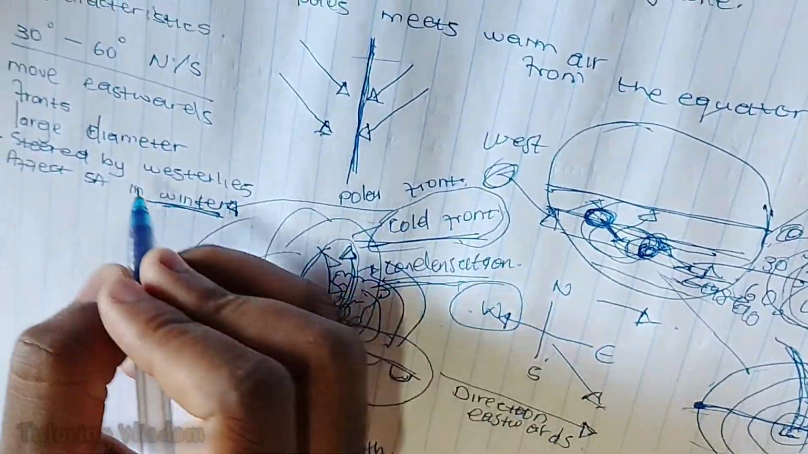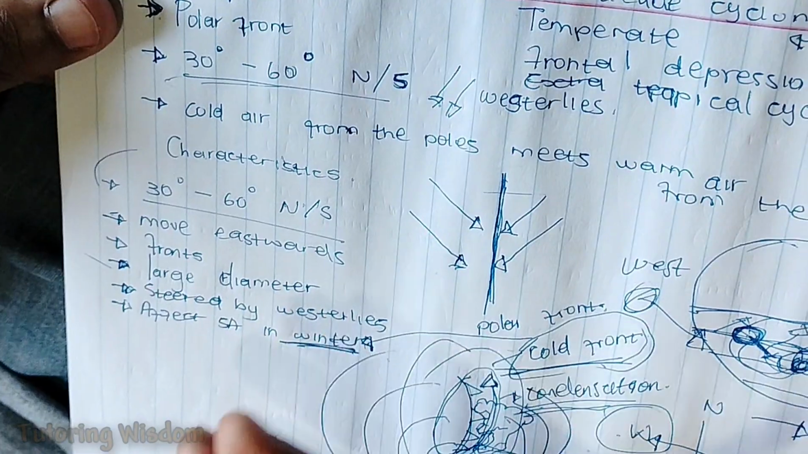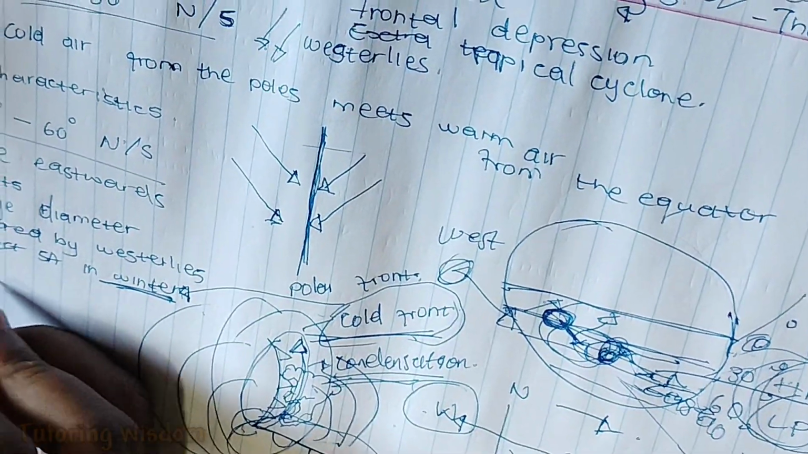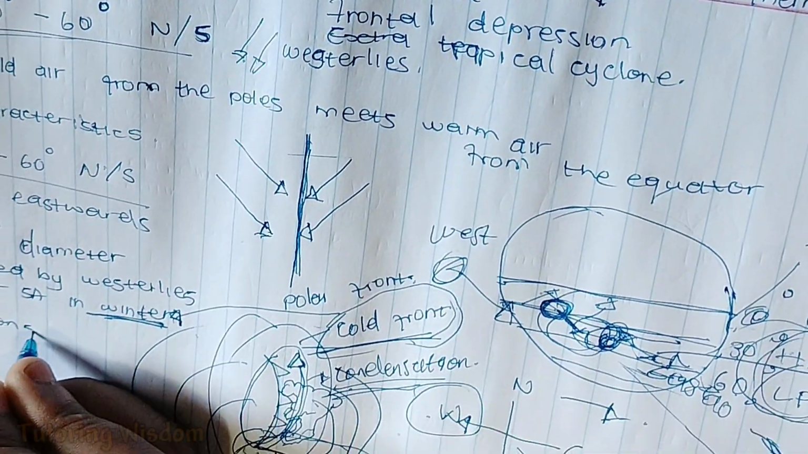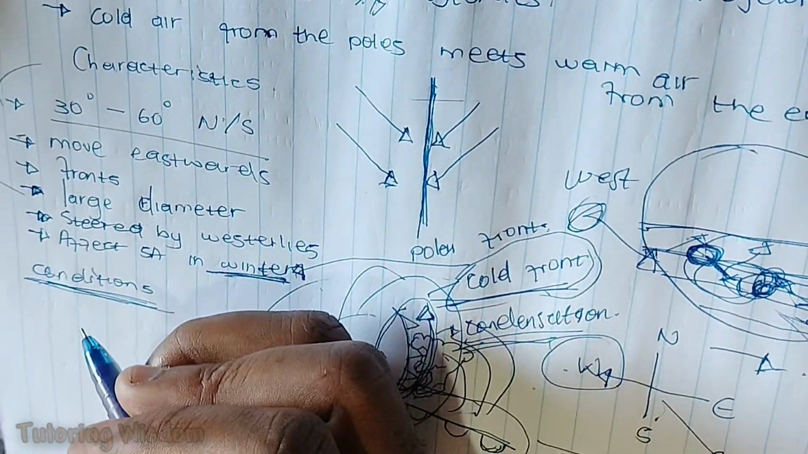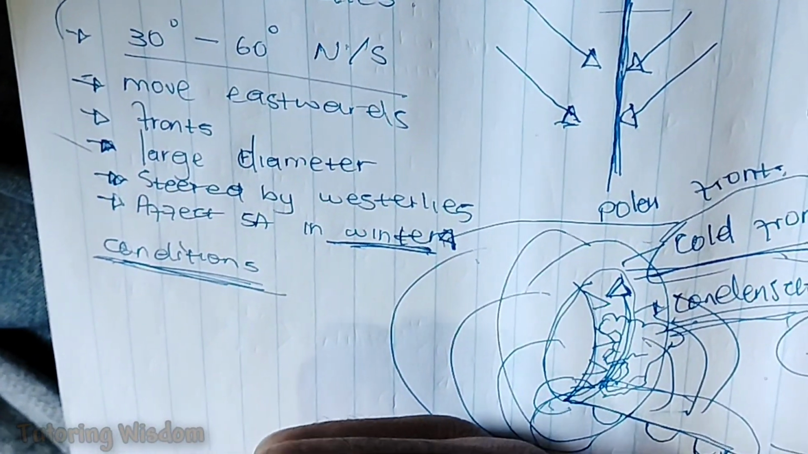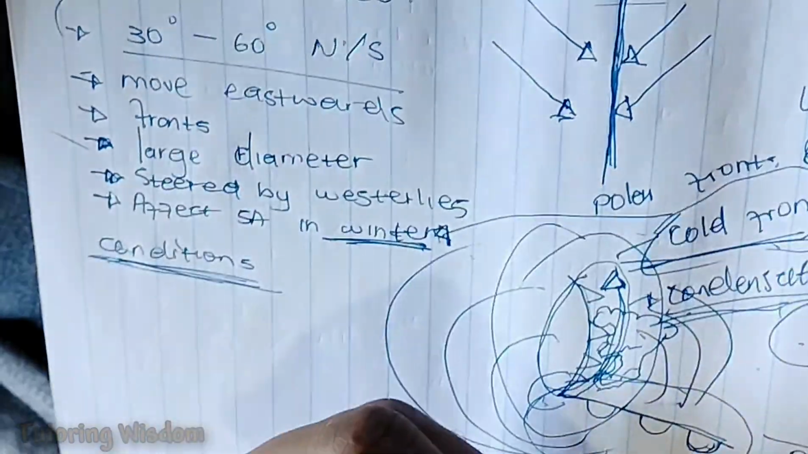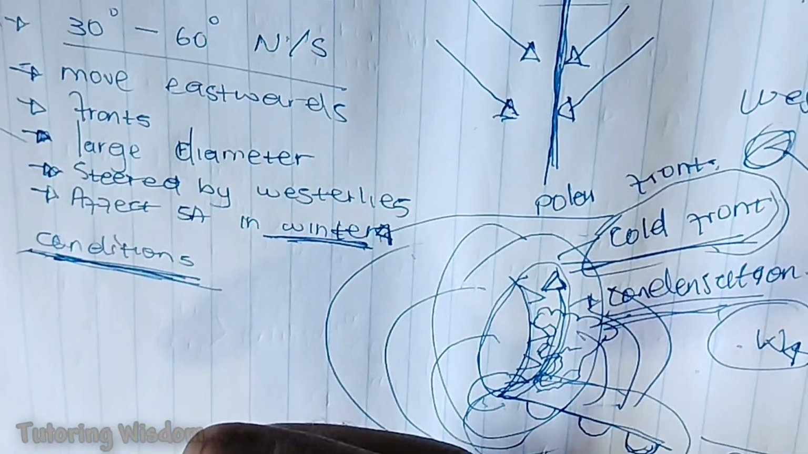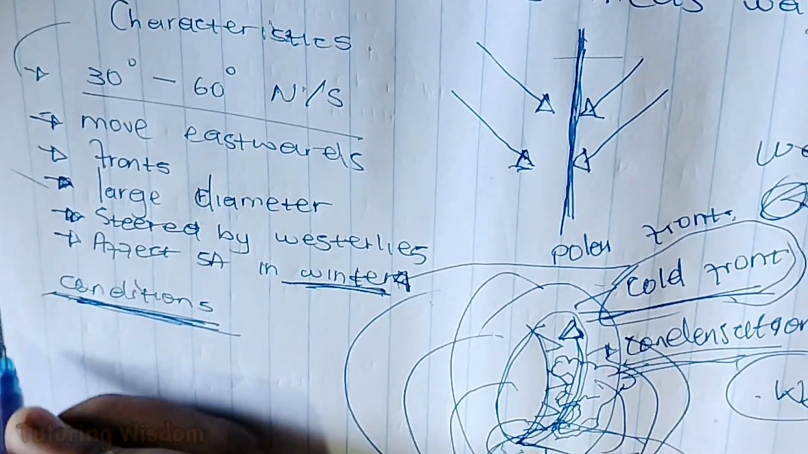Now, we move from your characteristics. Now we are going to be talking about the conditions necessary for formation. Remember, when you talk about conditions, we talk about your humidity, we talk about your temperature, we talk about your evaporation. So those are all conditions. So we are going to be looking at conditions necessary for the formation of a mid-latitude cyclone.